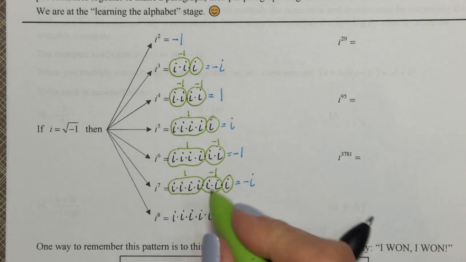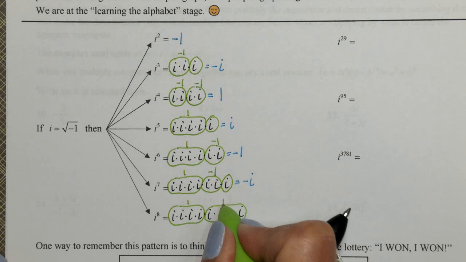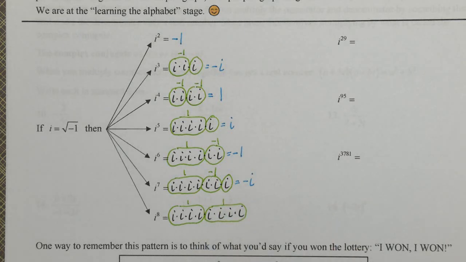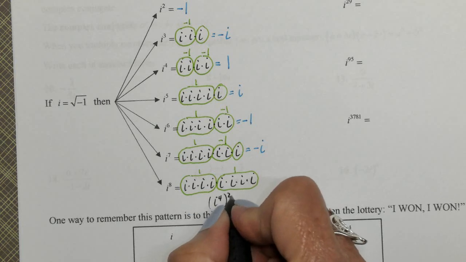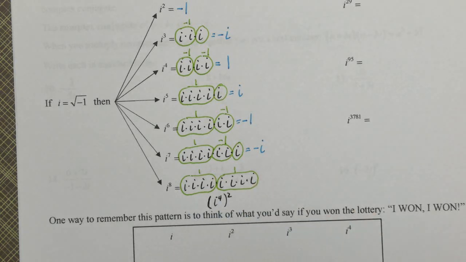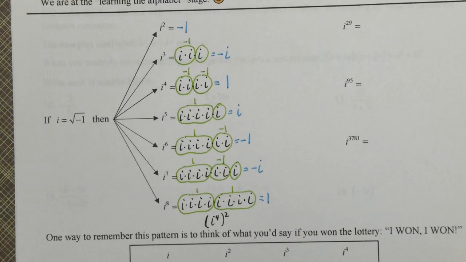Okay, we have 8 i's being multiplied together, which is 2 sets of 4 i's being multiplied together. That would be i to the fourth squared, right? So this is just 1. And then we would start repeating again, right? i to the ninth would be back to -1, and so forth, okay?